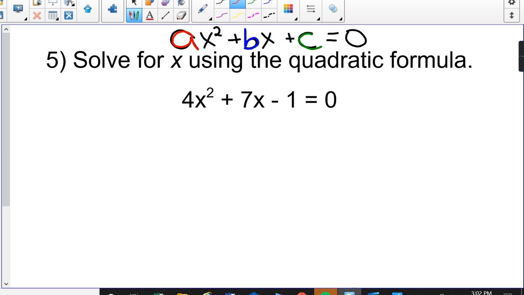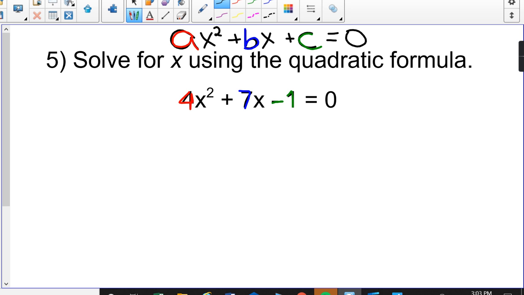So A is that coefficient in front of x squared. So in this example, it's 4. B is the coefficient of x. So in this example, it's 7. And C is that number on its own, plus C. Well, here I see minus. So that's like plus -1. So C is going to be -1 in this example.